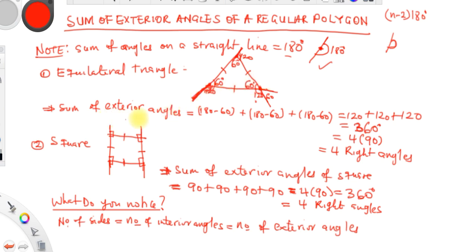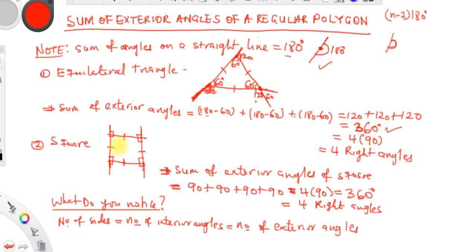So we are saying the sum of the exterior angles. If you want to find the sum of the exterior angles, this one is exterior angle 1, which is 180 minus 60, plus this one, the same, 180 minus 60, plus this one, the same, 180 minus 60, which is 120 plus 120 plus 120. It gives me 360 degrees, which is the same as 4 times 90, which is 4 right angles.